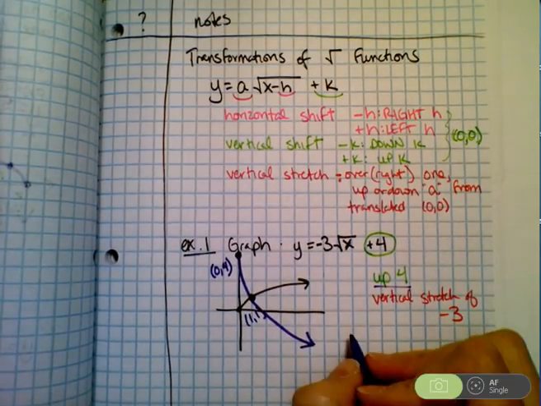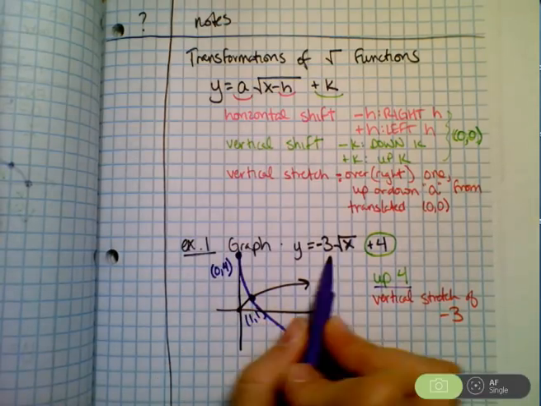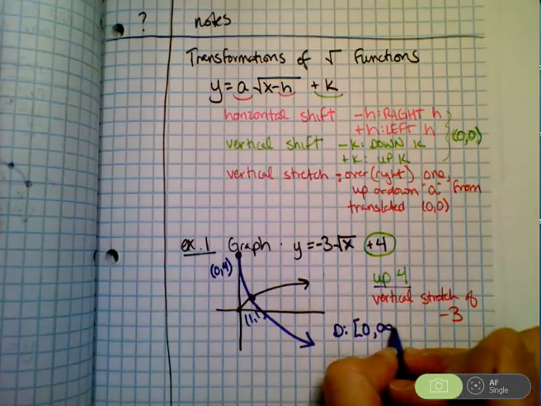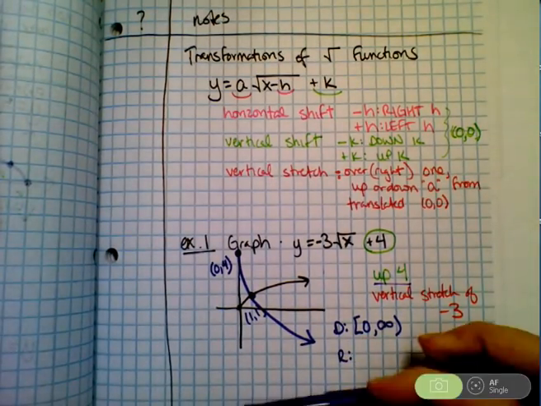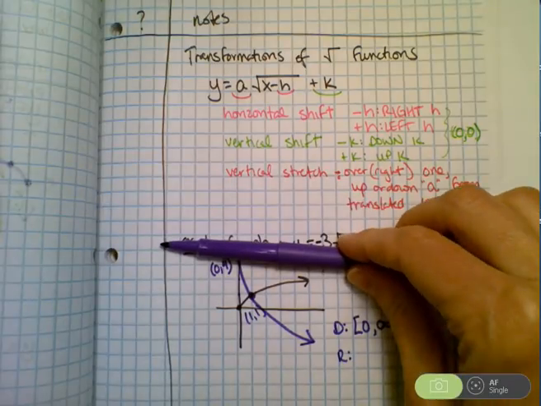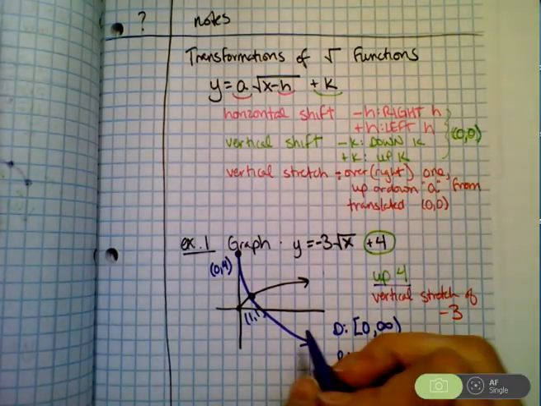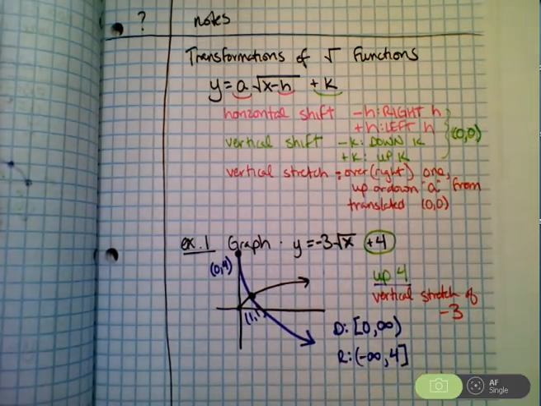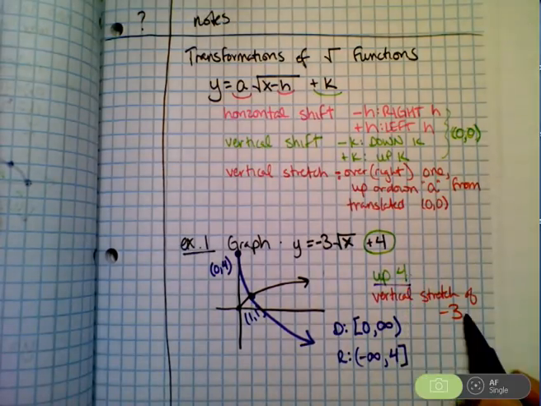Okay, and then for that one, the domain would still be 0 to infinity. I'm going to write it in this format just because that's a little bit easier to write, a little bit shorter. And the range now, notice that the graph is starting here at 4 in the y direction and going down forever. So it's going from -infinity to +4. That's our range. And again, that's because this was moved up 4 and then it was flipped, so it went down instead of up.